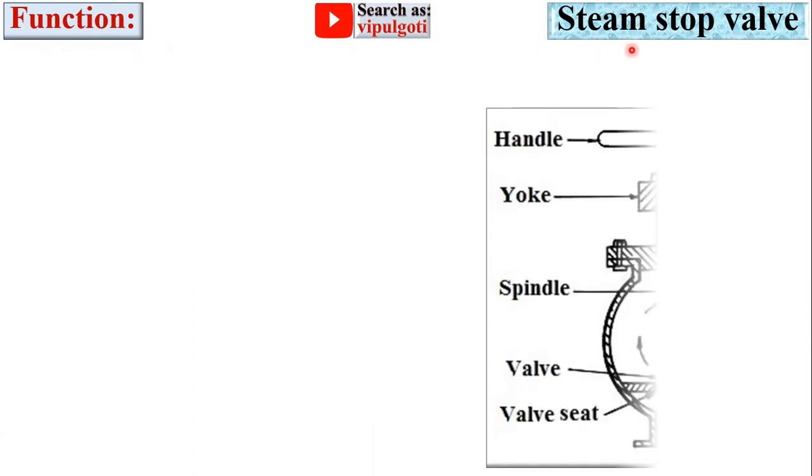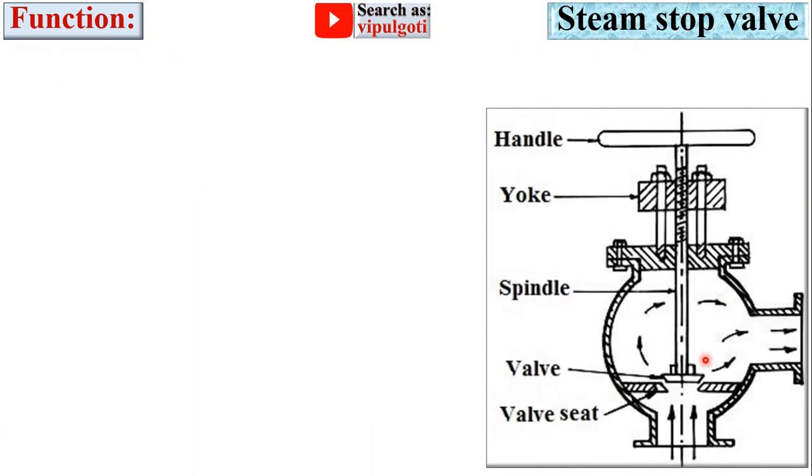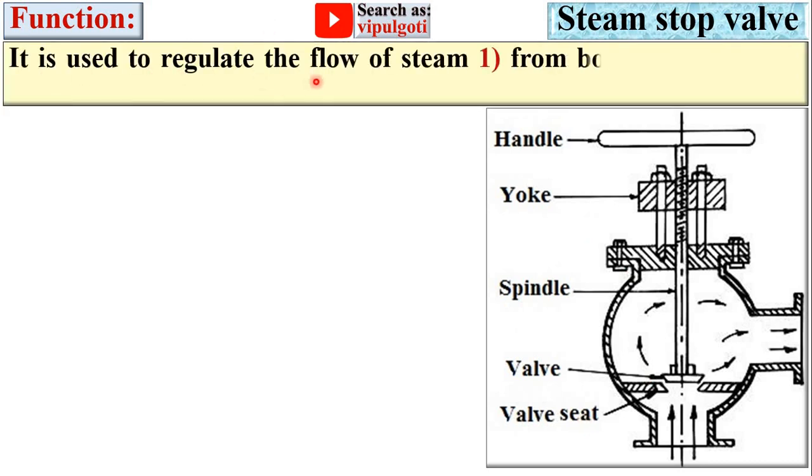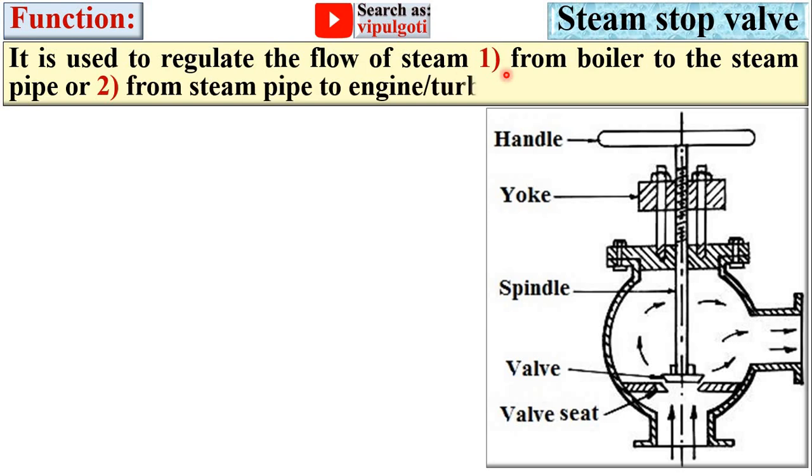So let's start with the function of the steam stop valve. And this figure you can use in the examination. It is used to regulate the flow of steam from the boiler to the steam pipe, or from the steam pipe to the engine, or you can say turbine.